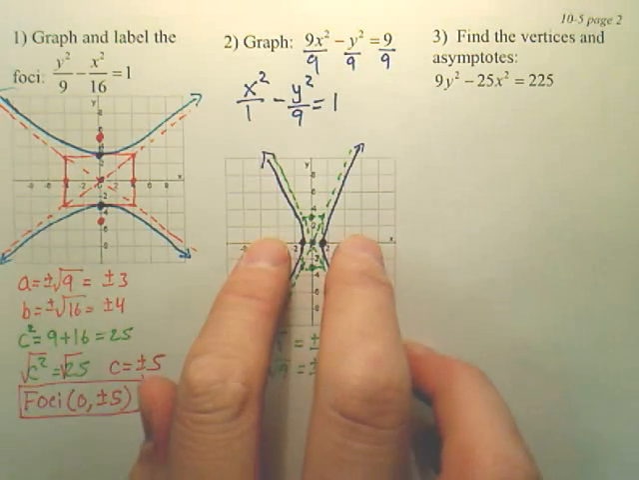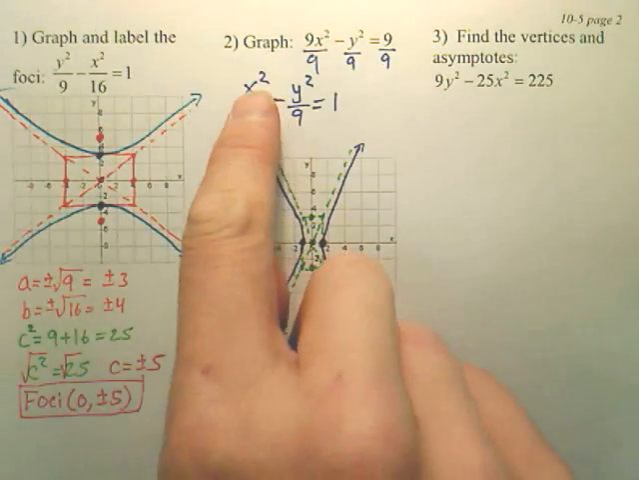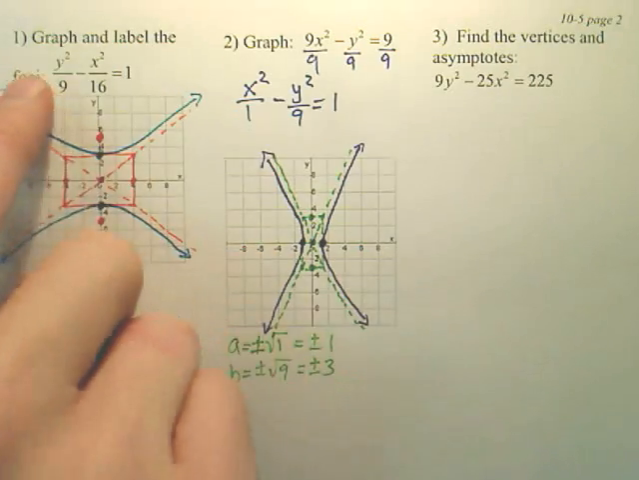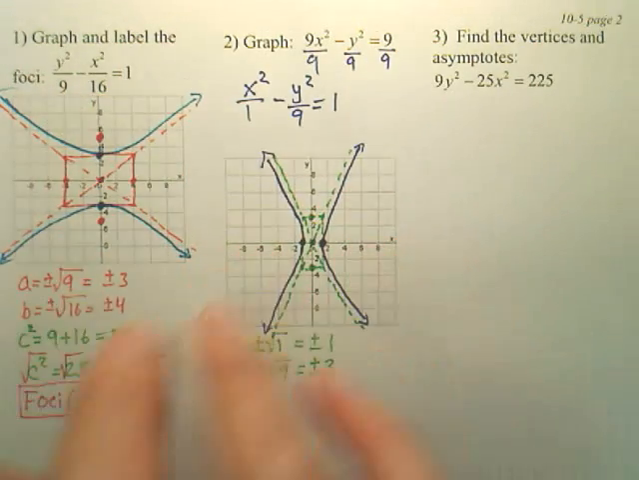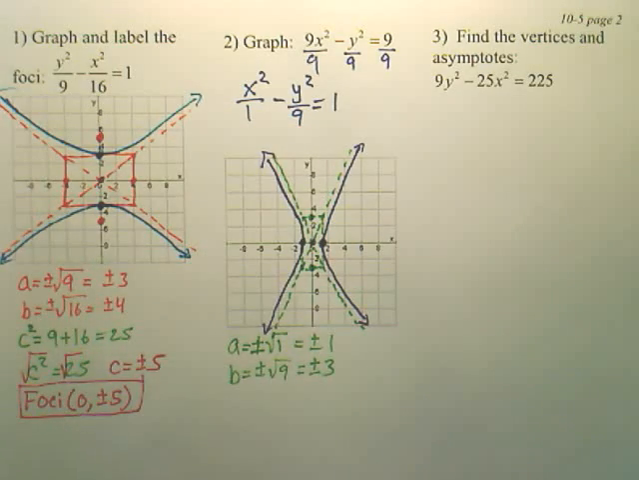Your foci would be inside of there, but we're not asking for it here. Your foci would be inside, just like that was. Again, the first variable tells us which direction it goes. See, y goes up and down, x goes left and right. The a value is always the first piece, b value is the second piece.